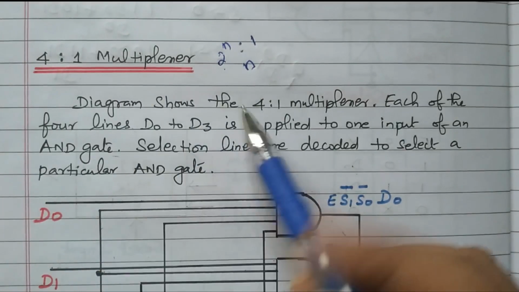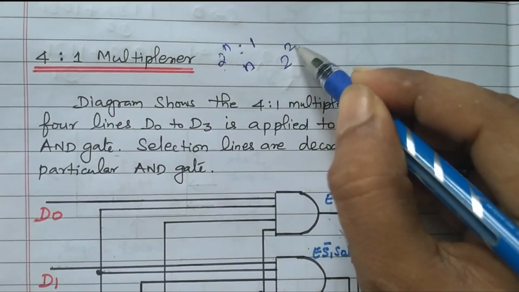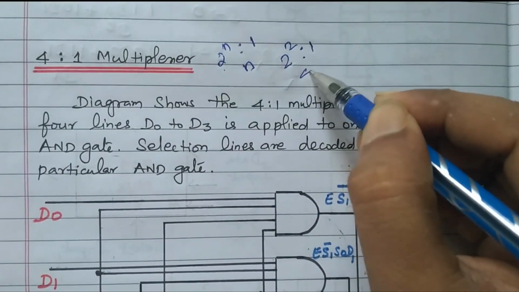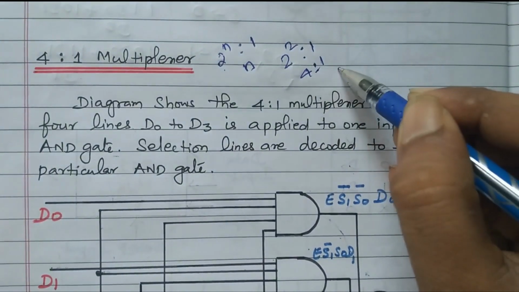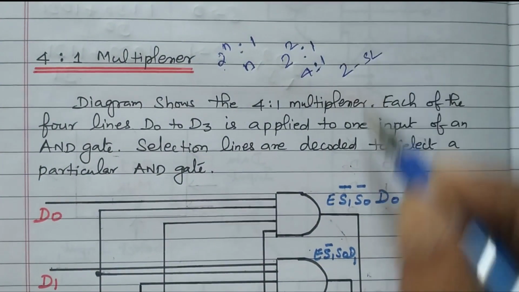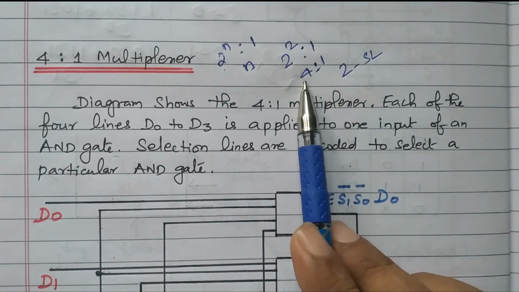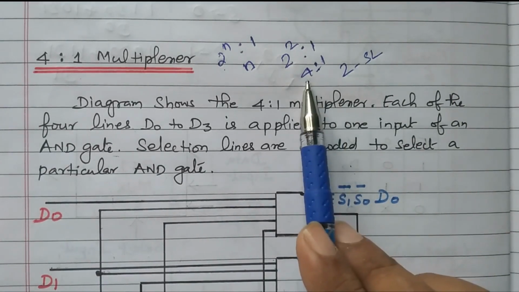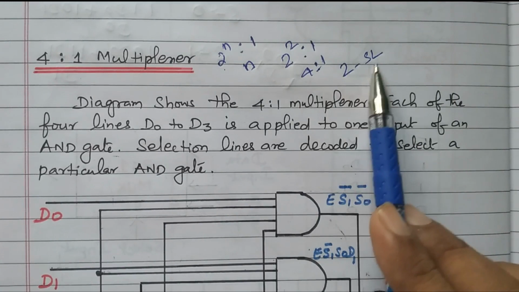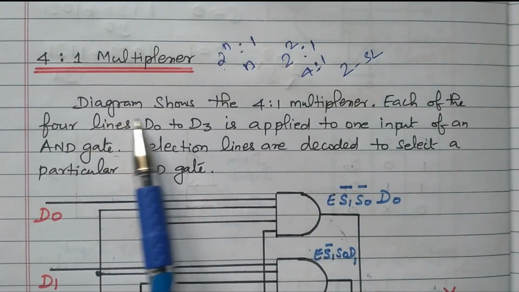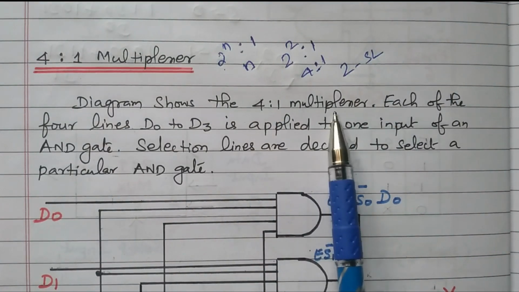So in this, n equal to 2, 2 to the power 2 to 1, that is 4:1, having two selection lines, right? So the 4 inputs are available, only one output, and which input is chosen is decided by the two selection lines. The diagram shows the 4:1 multiplexer.